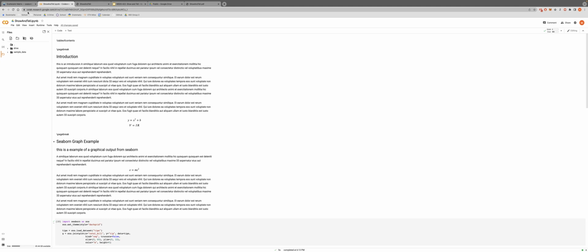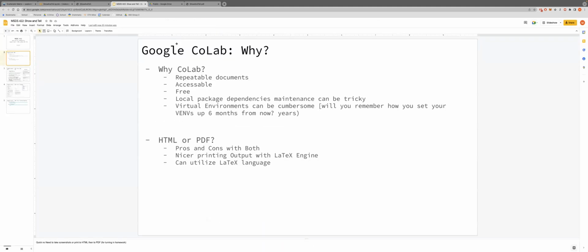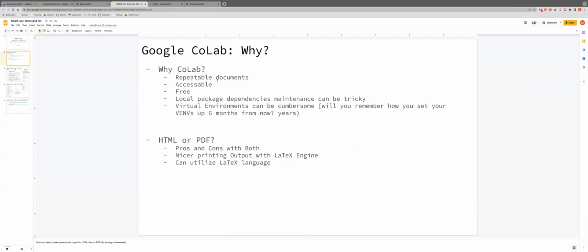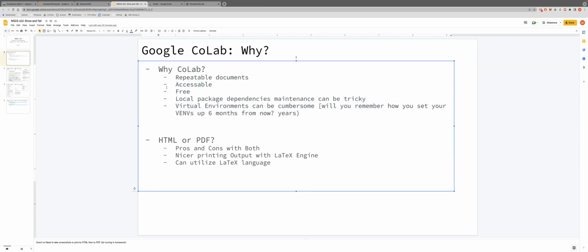But the part that I wanted to focus on today was these outputs that you can do straight from Colab to HTML, LaTeX, or even PDFs. And that's come in handy for me with all the homework assignments and turn-ins that we have for this class and a lot of other classes in the program. I touched on all of these things. The package maintenance can be tricky to handle on your own, and virtual environments too. And then specifically for this, the outputs of HTML or PDF, you can do both.